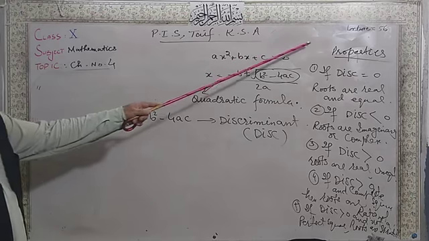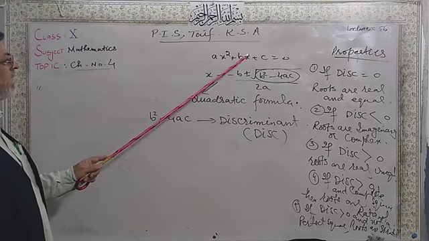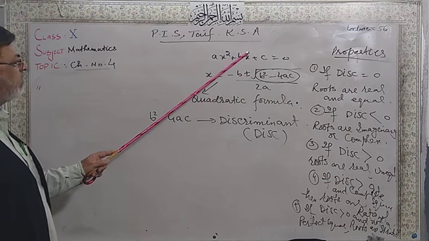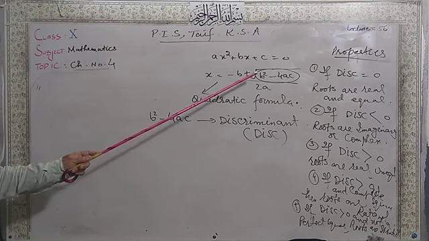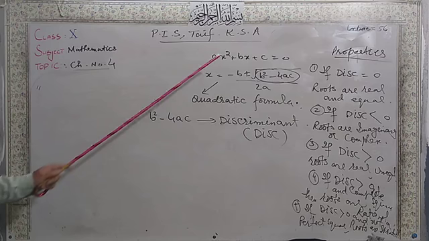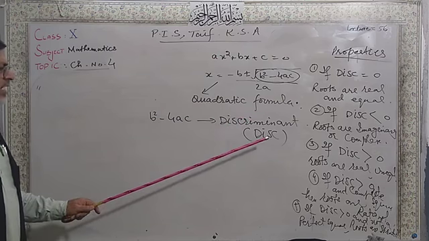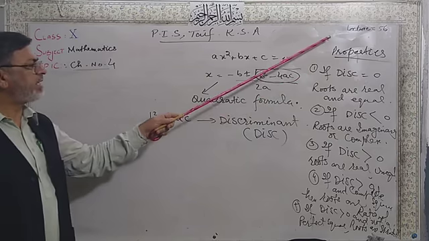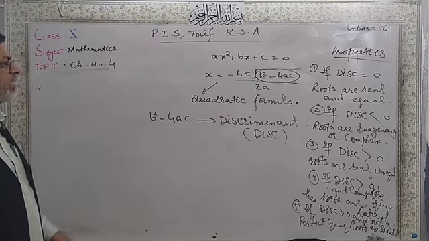This is the summary of the properties. This is the standard quadratic equation. Its answer is the quadratic formula. The part inside the radical sign, b square minus 4ac, is known as discriminant, which is known as disc. With the help of disc, we can check the properties of these equations. We can check the nature of the roots of the equation.